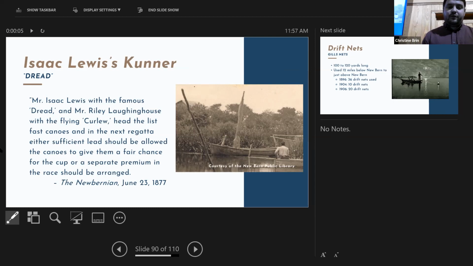And this quote here from the New Bernian in 1877 says, "Mr. Isaak Lewis with the famous Dread and Mr. Riley Laughinghouse with a flying Curlew head the list of fast canoes, and in the next regatta either sufficient lead should be allowed the canoes to give them a fair chance for the cup, or a separate premium in the race should be arranged." So they really need their own racing class.